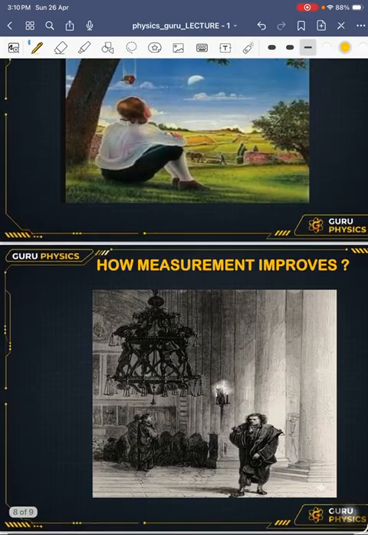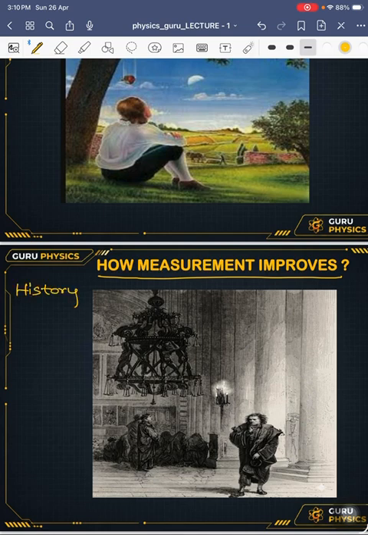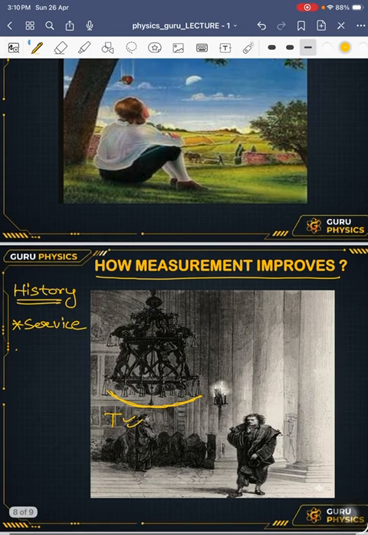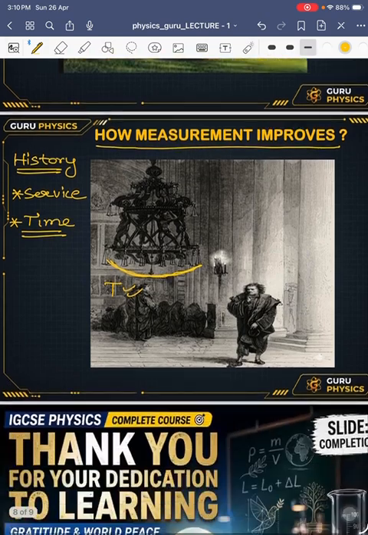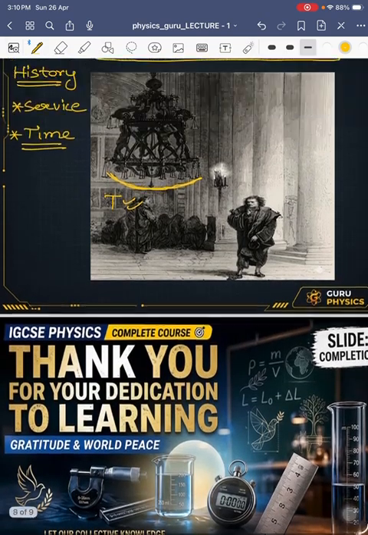Then next comes how measurement improves. We will not talk about this in this lecture; we'll just talk about a little bit of the history. During his service in the church, Galileo Galilei was observing a hanging structure. It was actually moving with a fixed time period, like a pendulum as we know today. So he concluded after observation that it has a fixed time period, and then the idea of time came into the mind, and then it switched to the clock and all, which we'll study in the next lecture. Thank you for attending today's session.